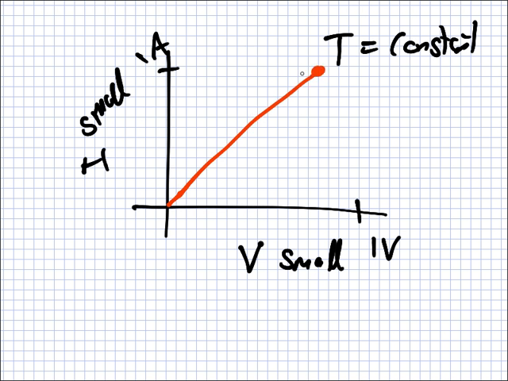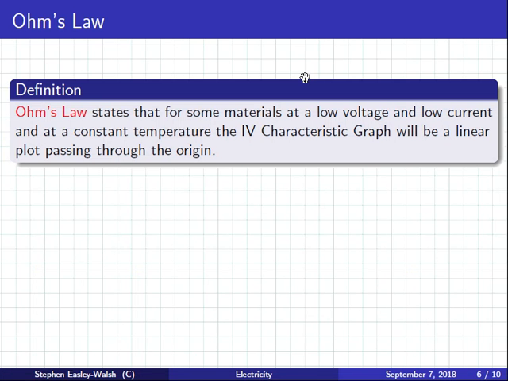Now that's really a bad law. Really think about what he's saying. He's only saying for some materials. Which materials? Some materials. At a low voltage. How low? I don't know. Low. And a low current. How low? I don't know. Low. And keep the temperature constant. Then the graph will be linear. Do you get what I'm saying? It's not really a useful law.